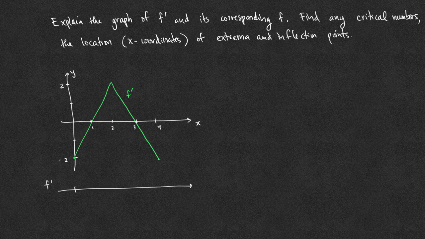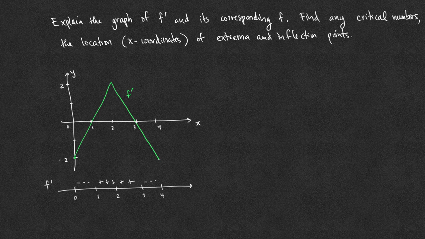The graph of f prime is given. We see that f prime is above the x-axis between 1 to 3. From x equals 1 to x equals 3, f prime is positive. F prime is negative from 0 to 1, and then from 3 to 4.